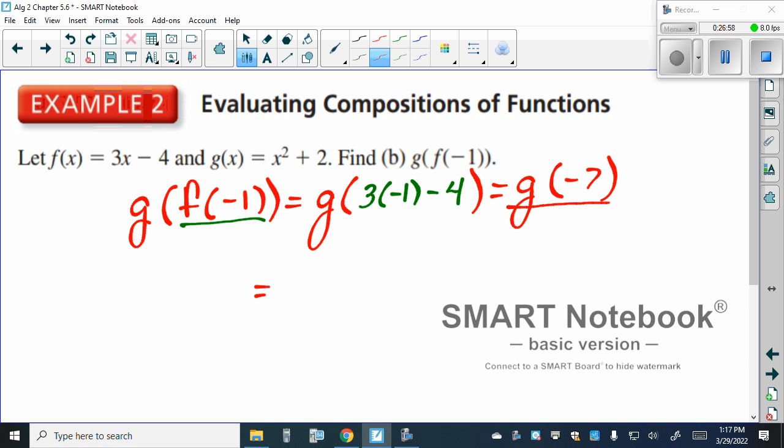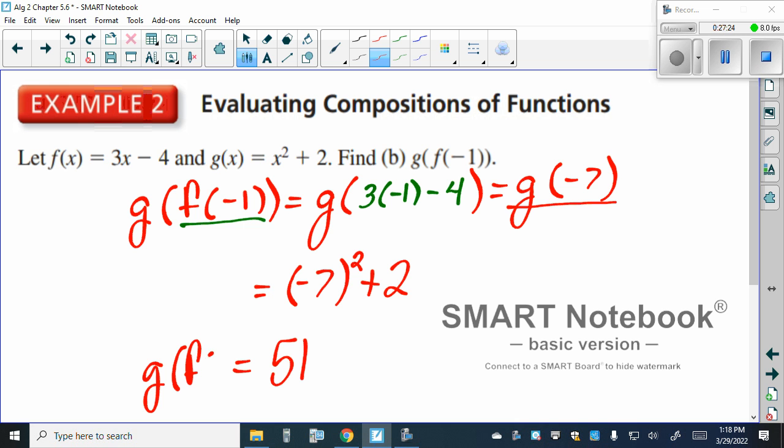Now we can do the same thing again, but this time we're evaluating g of -7. So we're going to plug -7 into g of x, which would be -7 squared plus 2. Well, -7 times -7 is 49, plus 2 is 51. So this would be g of f of -1. And for any of these here, we're working from the inside out.